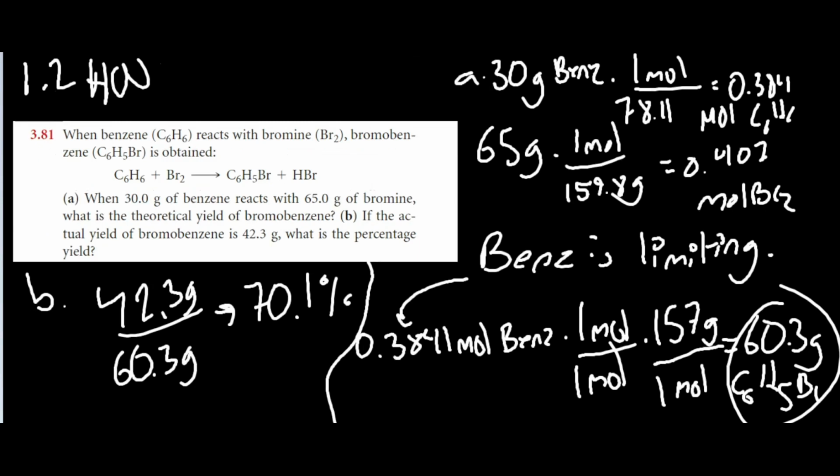All right, 81. When benzene reacts with bromine, bromobenzene, probably my favorite chemical name I've ever heard, is created. And that is a very simple equation. It's just 1 to 1, which makes life super easy.